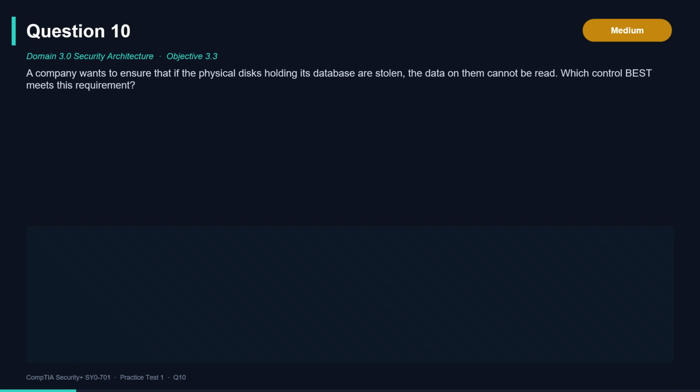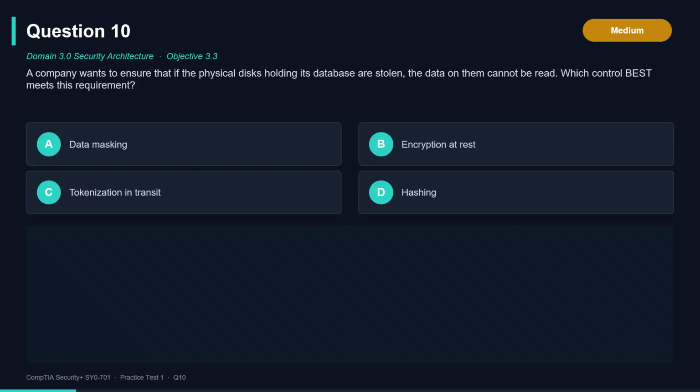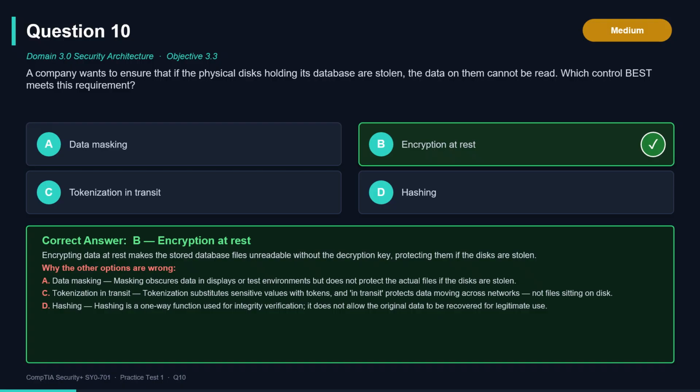Question 10. A company wants to ensure that if the physical disks holding its database are stolen, the data on them cannot be read. Which control best meets this requirement? The correct answer is B, encryption at rest. Encrypting data at rest makes the stored database files unreadable without the decryption key, protecting them if the disks are stolen.